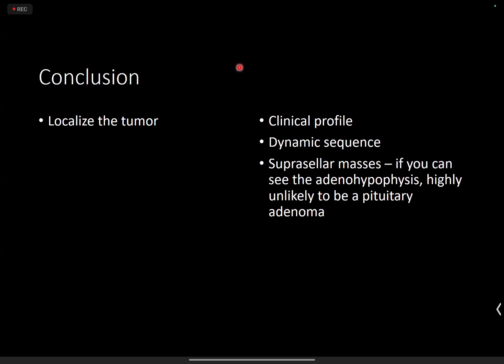Fat does show blooming on SWI. Just read up the physics of it. I don't recollect the exact explanation, but it has to do with the phase of the fat. It does show blooming on SWI. Again, the embryology is that the Rathke's cleft cyst arises from the Rathke's pouch, and the craniopharyngioma is also arising from the Rathke's pouch. That is why. Okay, I hope that answers the question.